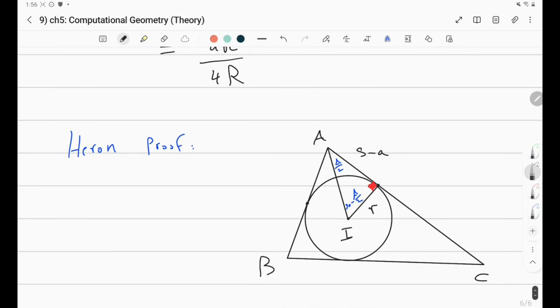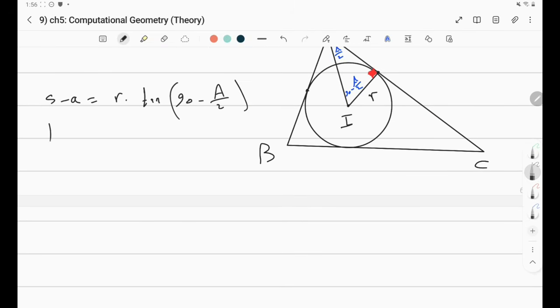And using trigonometry, we can simply say that S minus A is what? It's just R times tan of 90 minus A over 2, right? Tan is just the opposite over the adjacent, R. So you can just replace it like this.